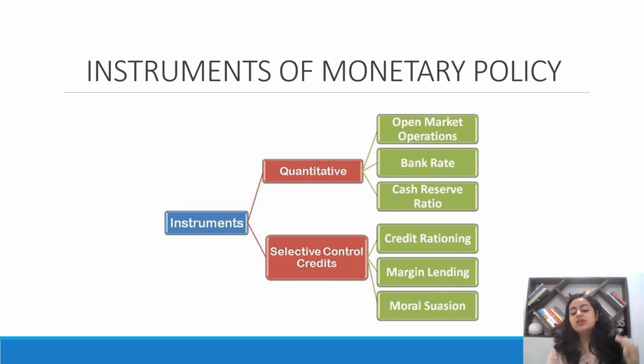So if the margin requirements are increased, the investment reduces. At the same time, if the central bank reduces the margin requirement, it makes getting loans easier and investment in the economy boosts.